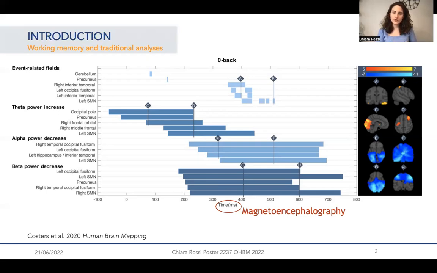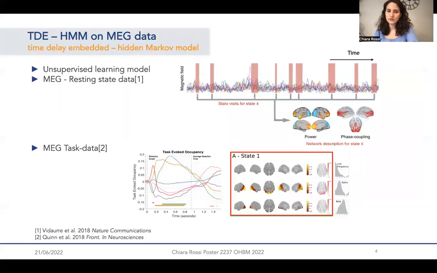And then he also used a time frequency analysis. This carries a lot of information that is difficult to interpret and to integrate. Additionally, the network information is completely neglected. So starting from this investigation, we decided to move forward, and we decided to conduct network analysis on the same dataset. We chose to apply the time delay embedded hidden Markov model, which is an unsupervised learning model that was already applied to conduct network analysis on MEG data.